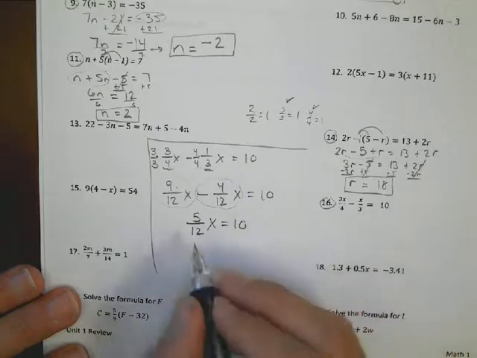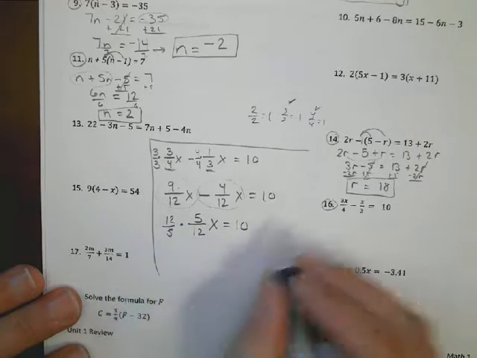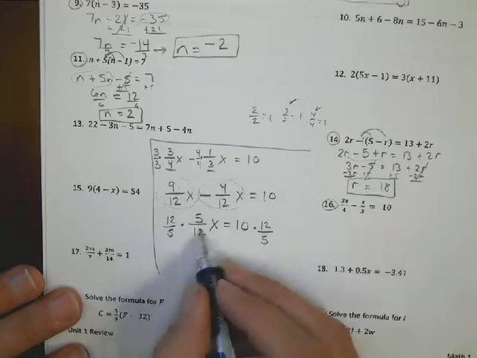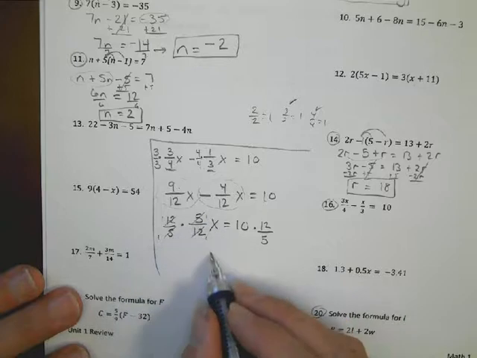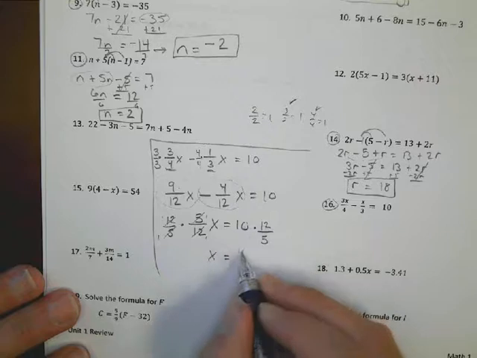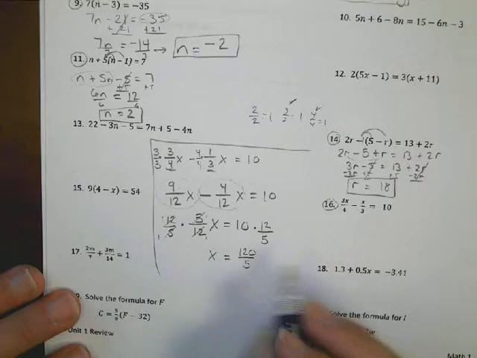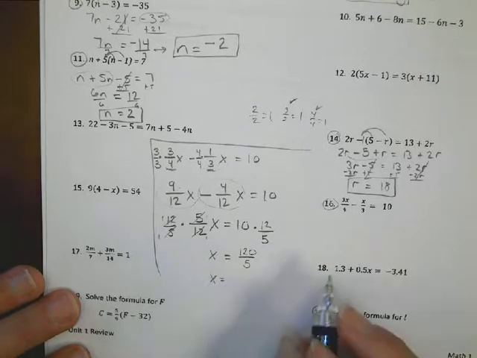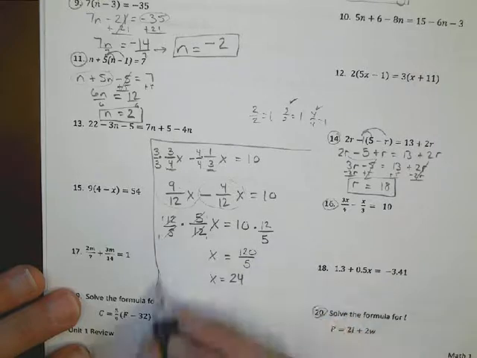The next step would be to get the x by itself. To do that, I multiply by the reciprocal on both sides of the equal sign. So 12 over 12 reduces to 1 over 1, 5 over 5 reduces to 1 over 1. So on the left side I just have x, but on the right side I have 10 times 12, which is 120 over 5. I don't want to stop there because 120 divided by 5 does work. 5 goes into 120, and so x would actually equal 24.